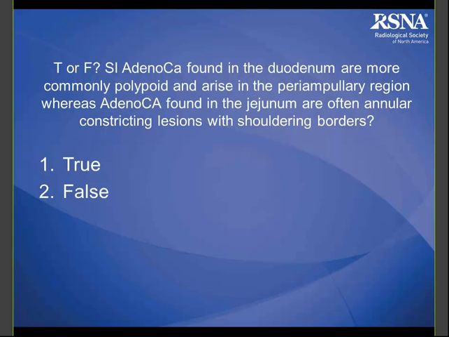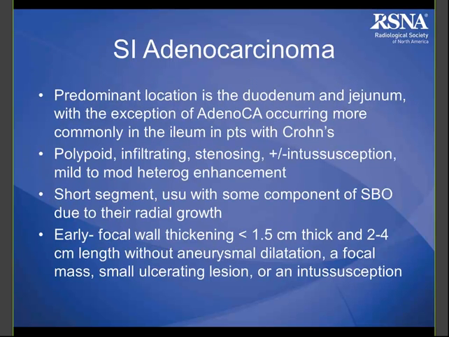True or false? Small intestinal adenos found in the duodenum are more commonly polypoid and arise in the periampullary region, whereas adenos found in the jejunum are often annular, constricting lesions with shouldering borders. And if you answer true, then you're correct. Adenos predominantly located in the duodenum and jejunum, with the exception of adenos occurring more commonly in the ileum in patients with Crohn's disease, just because Crohn's is more common in the ileum.